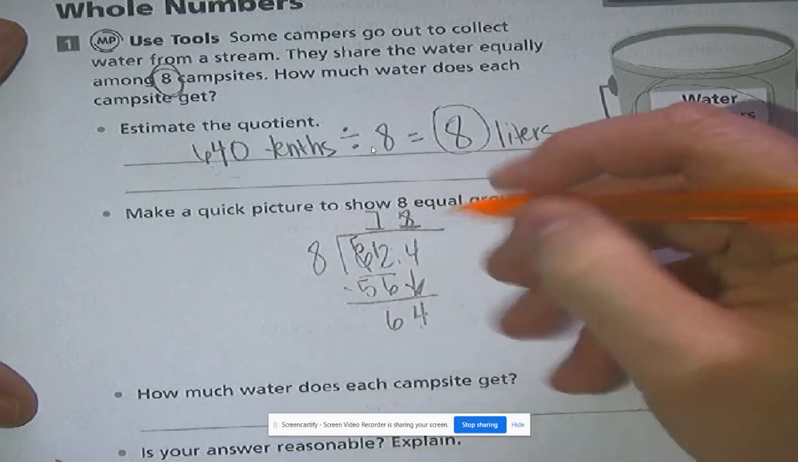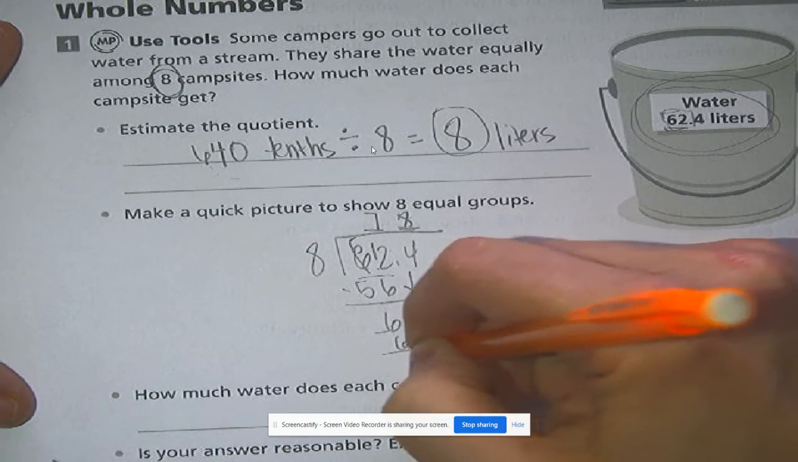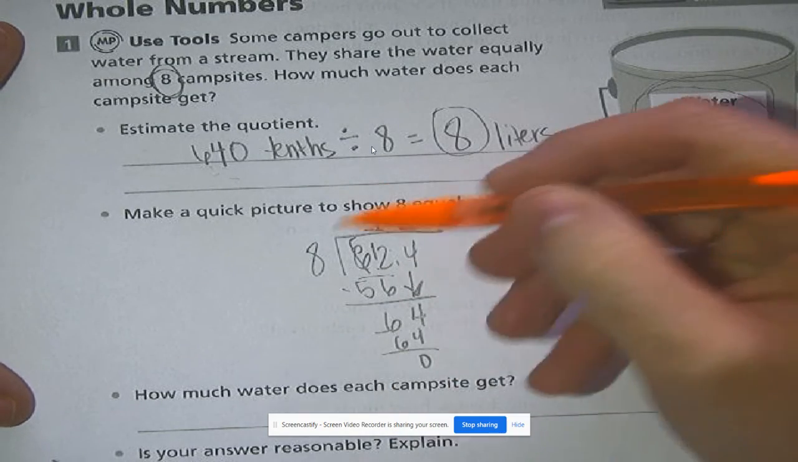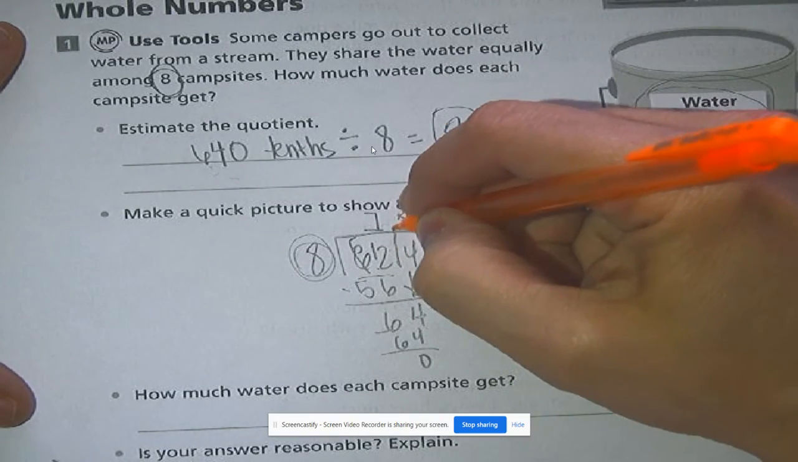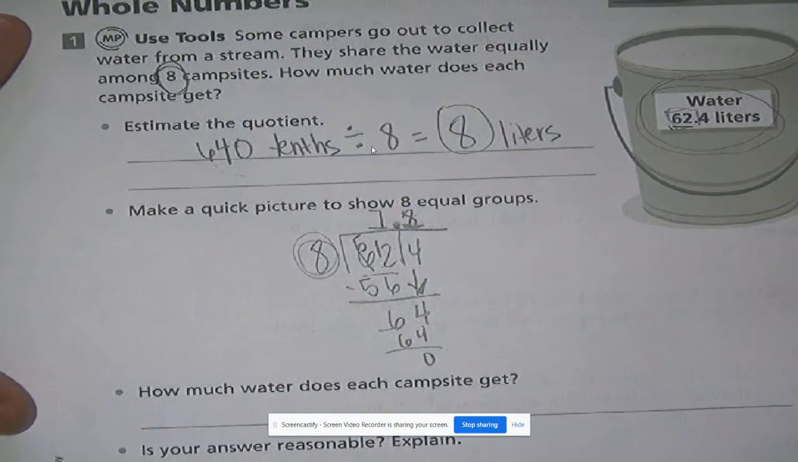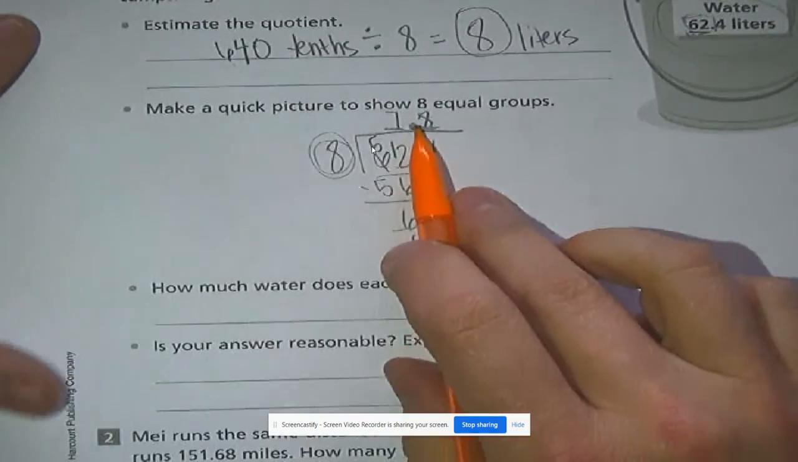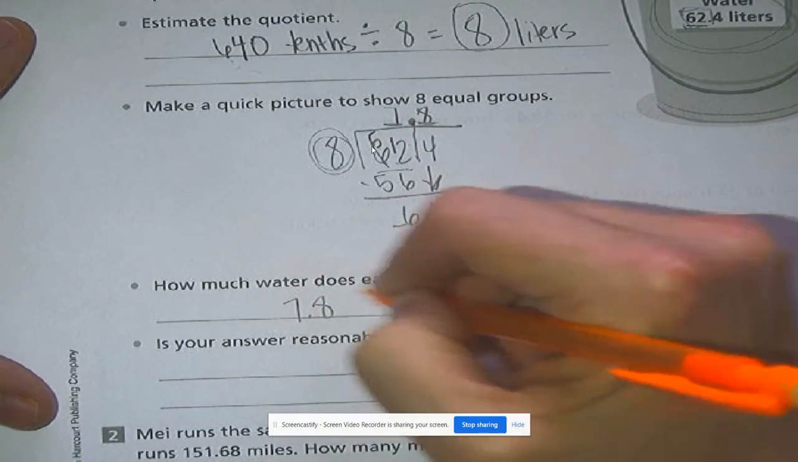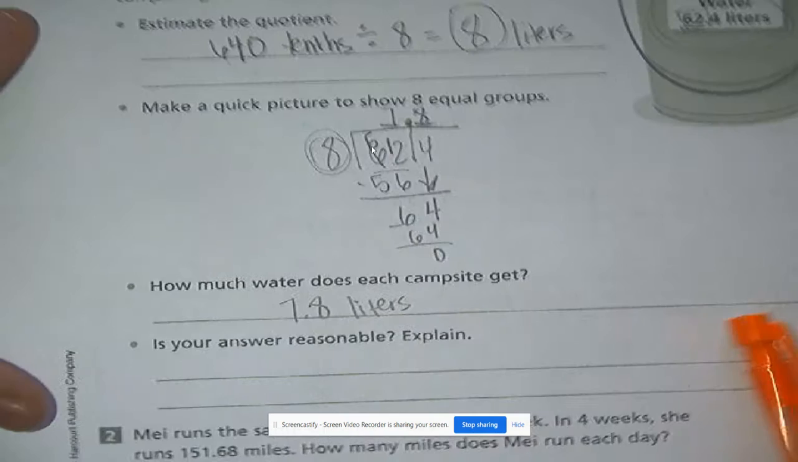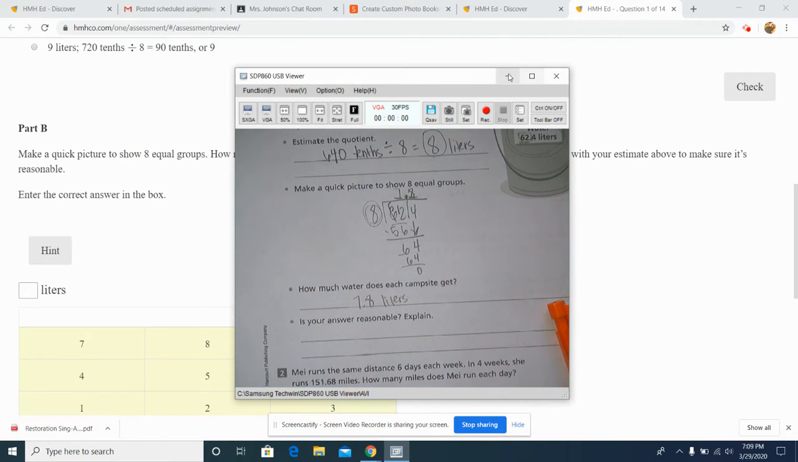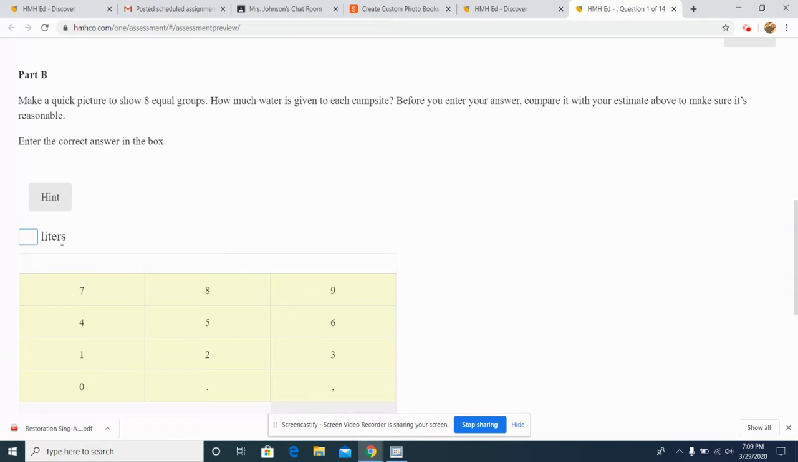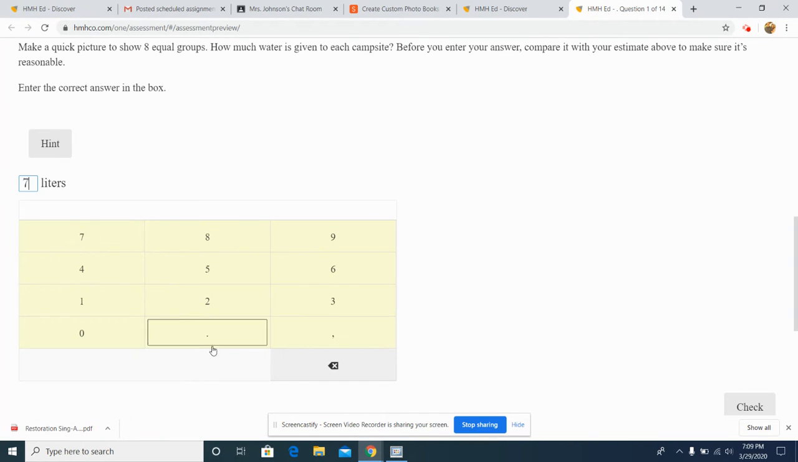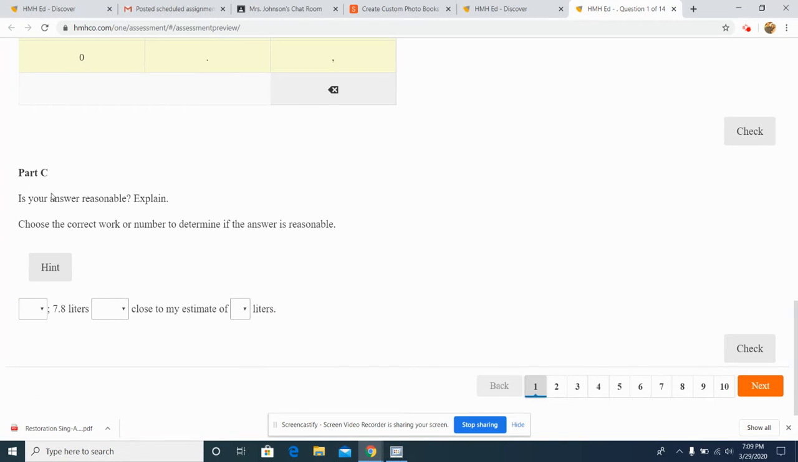8 times 8 is 64. And there's nothing to bring down. And because we divided by a whole number, we can bring our decimal straight up. Okay? So how much water does each get? 7.8 liters. Now, I'm going to switch us back over to this assignment. Okay, and so in here we want to put 7.8 liters. But then there's a part C.